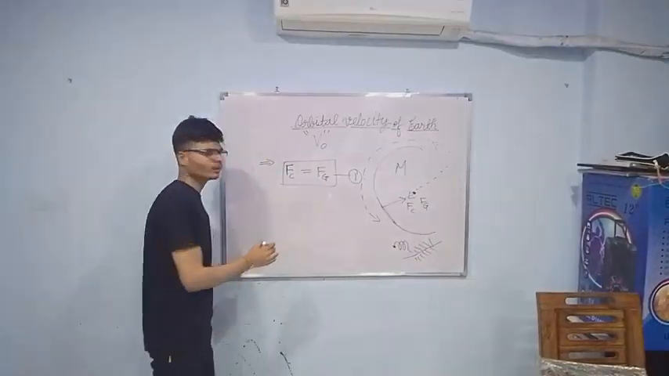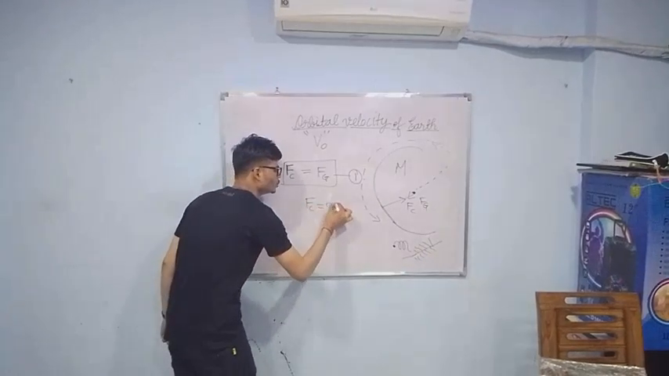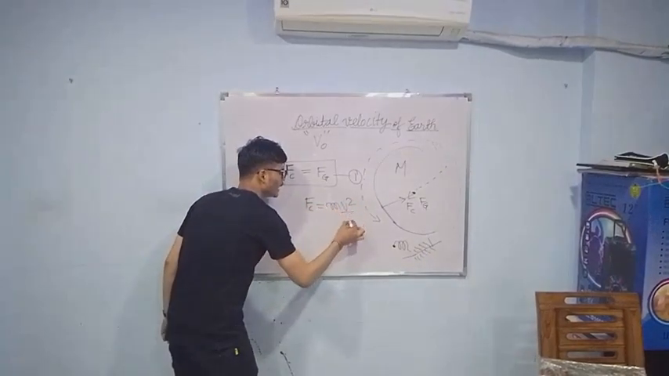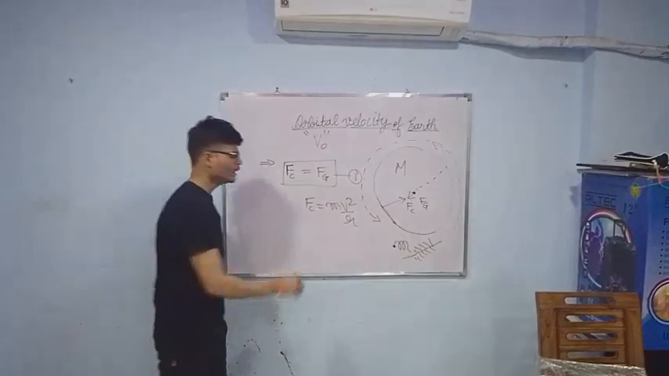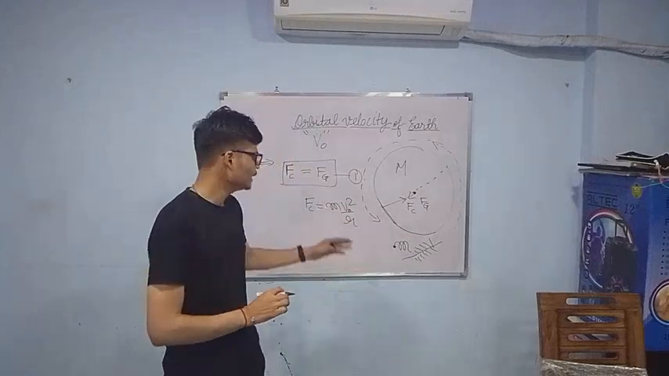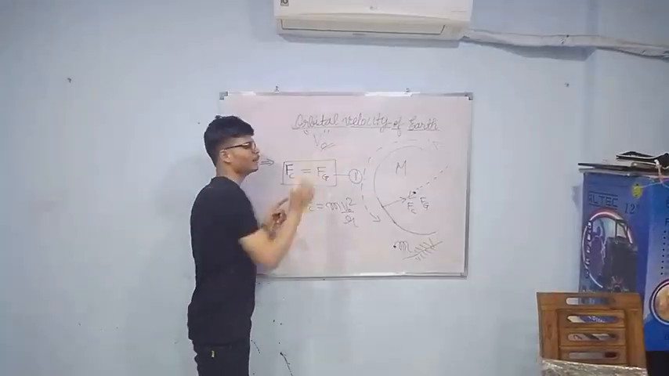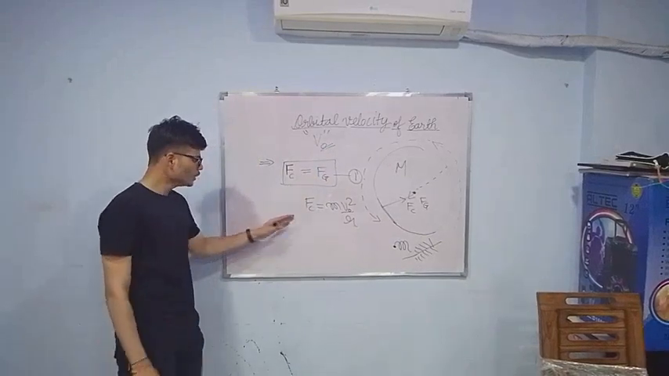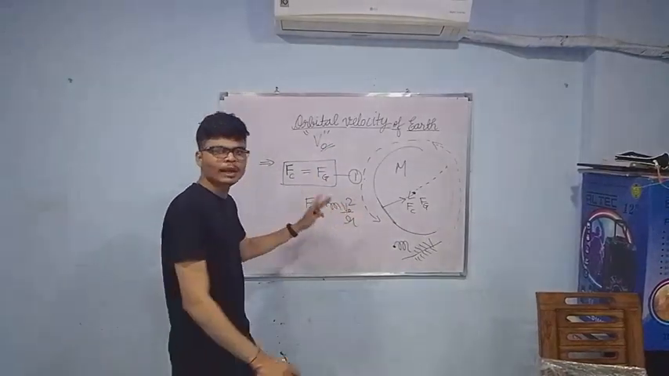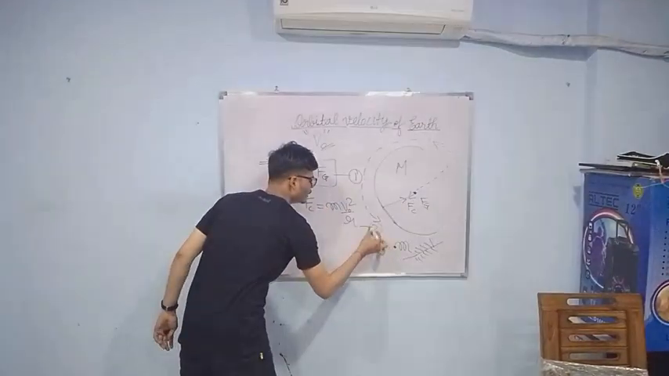Centripetal force is Fc equals mv square by r. Let the velocity of the satellite with which it is orbiting around the Earth be VO. So Fc must be equal to m VO square by r. That's the second equation.